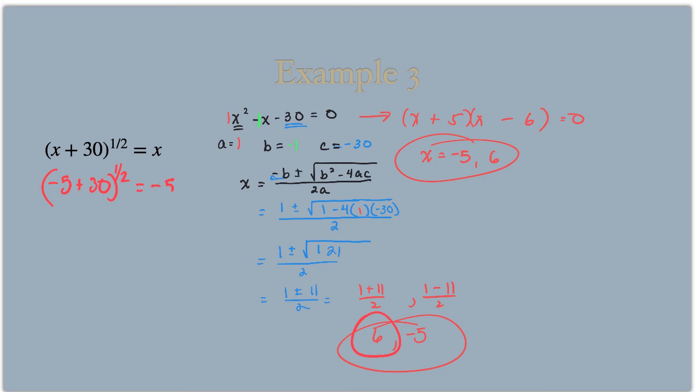Does it equal negative 5? This is 25 to the half. Square root of 25, though, is just 5, not negative 5. And therefore, they do not equal each other. So we cross that out, and our only solution is x equals 6. Cross out those negative 5s. Got one more example.